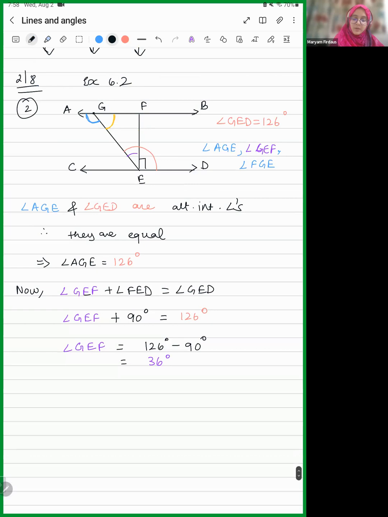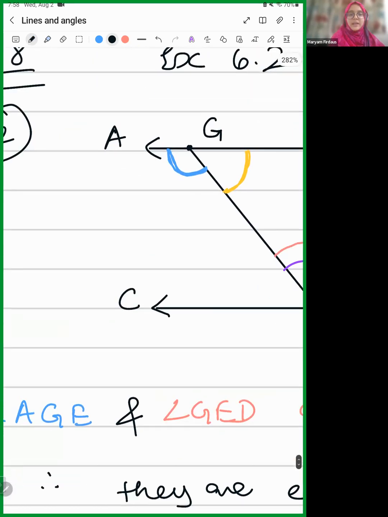Forget about this angle. Look at these two. Don't let other things confuse you. Don't let other lines and other figures confuse you. Focus on where you want to be and what you want to find. Now look at this and tell me, how will we find the orange angle? Who will tell me? How will we find the orange angle?